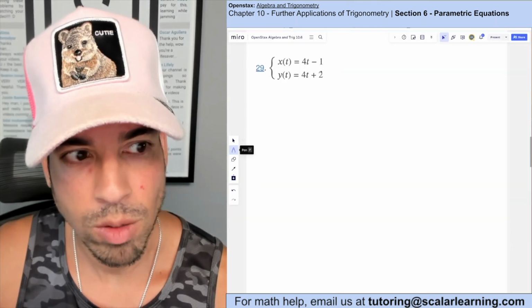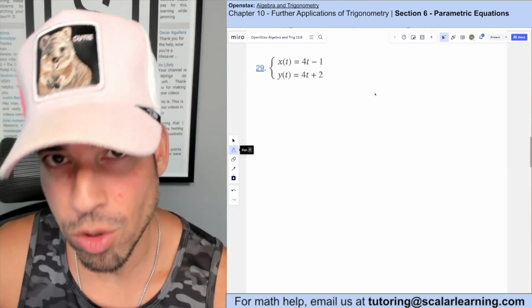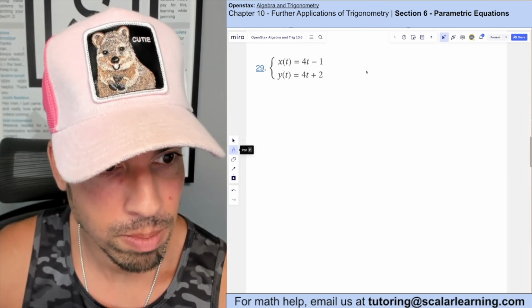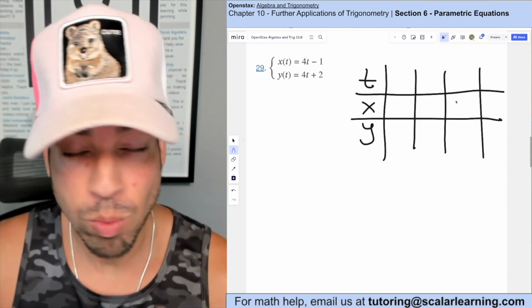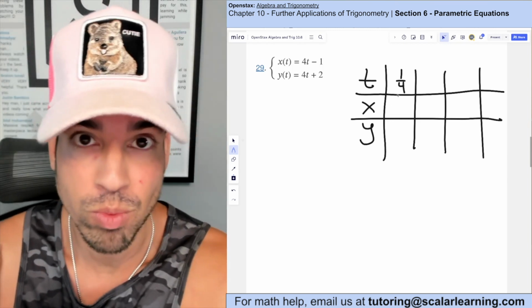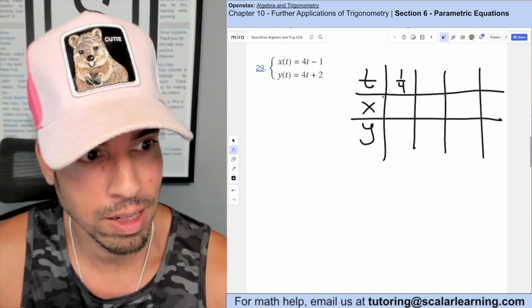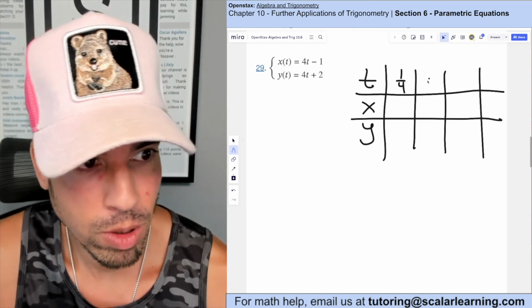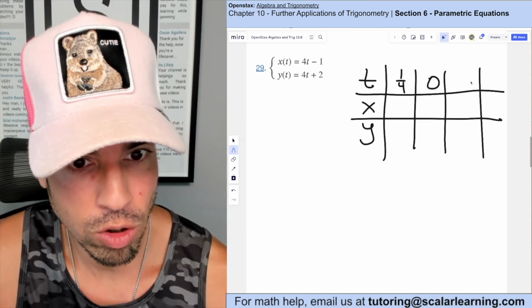So for this one, once again, we're going to make an XY table and use that to come up with the equation. So I'm going to set that up now. I'm going to choose a few different values. One of them is going to seem a little bit strange, which is 1/4 for t, but there's a reason why I'm choosing that. I'm going to explain it in a second. And then I'll just choose some other random values. I'll choose maybe 0 and 1.